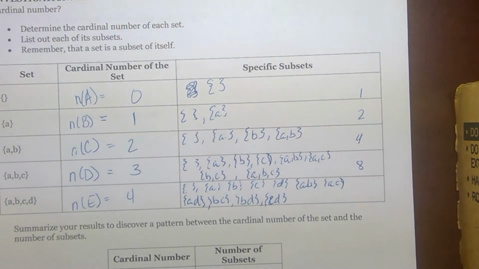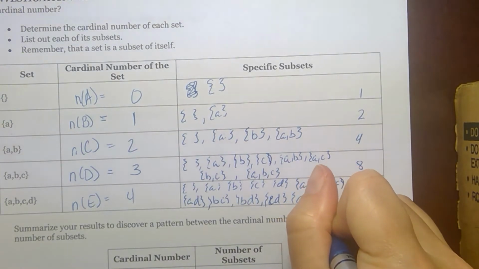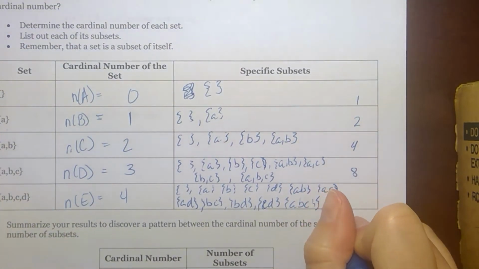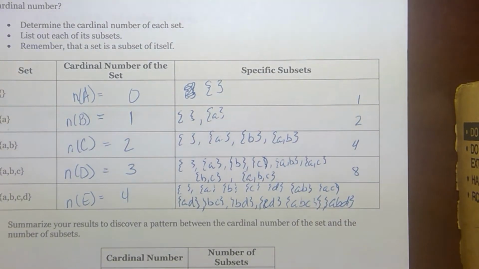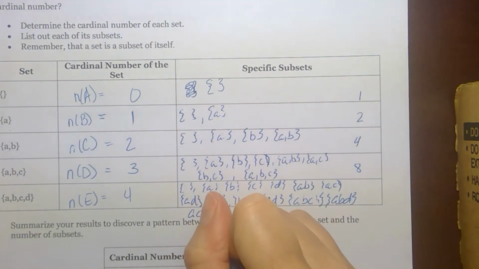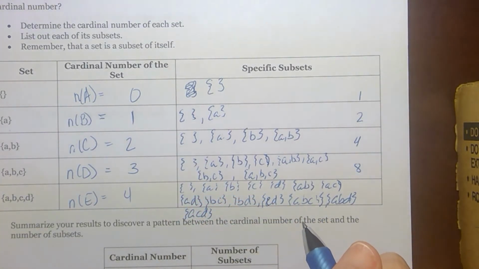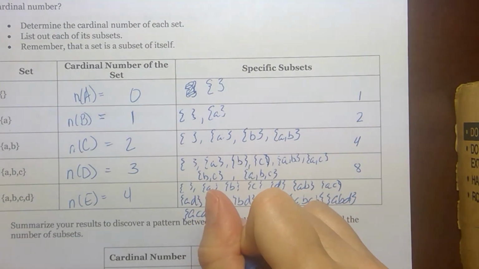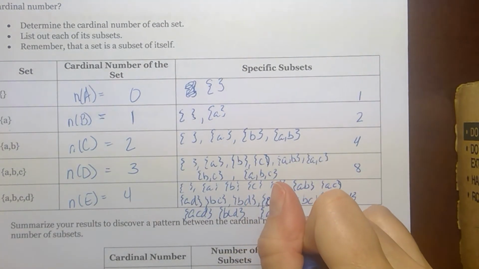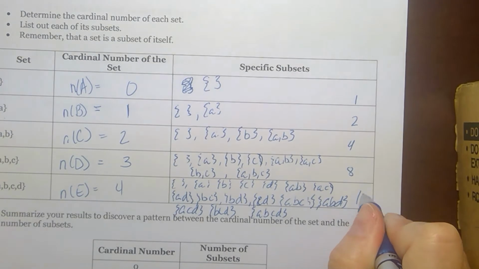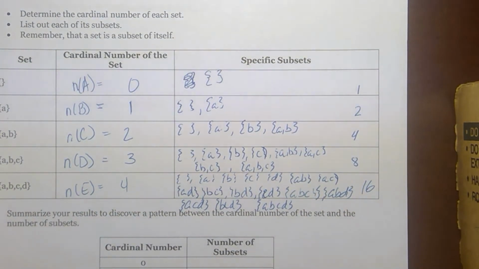And then I can take them 3 at a time. So I could do A, B, C, or A, B, D. I could do A, C, D. I could do B, C, D. 1, 2, 3, 4, 5, 6, 7, 8, 9, 10, 11, 12, 13, 14, 15. Oh, and I can do all 4. A, B, C, D. So I get a total of 16 subsets.